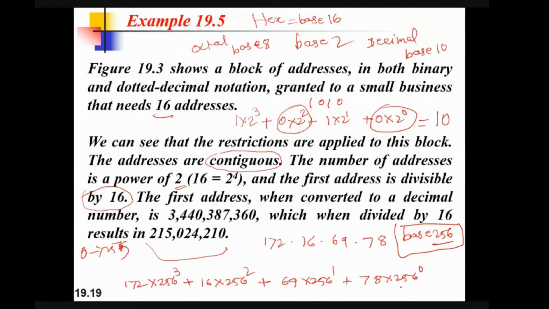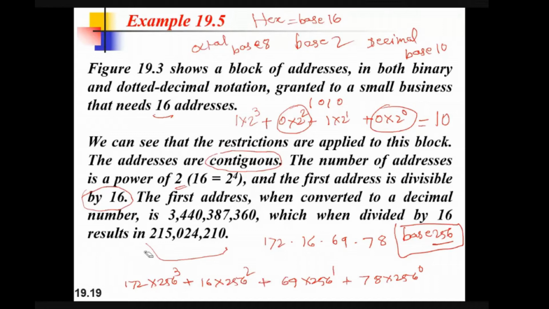And if you want to convert this number into a decimal, you will have to convert like this: 78 into 256 raised to 0, 69 into 256 raised to 1, 16 into 256 square, and 172 into 256 cube. By this you can convert and then check whether it is divisible by 16. If it is divisible by 16, then it is a proper classless address.